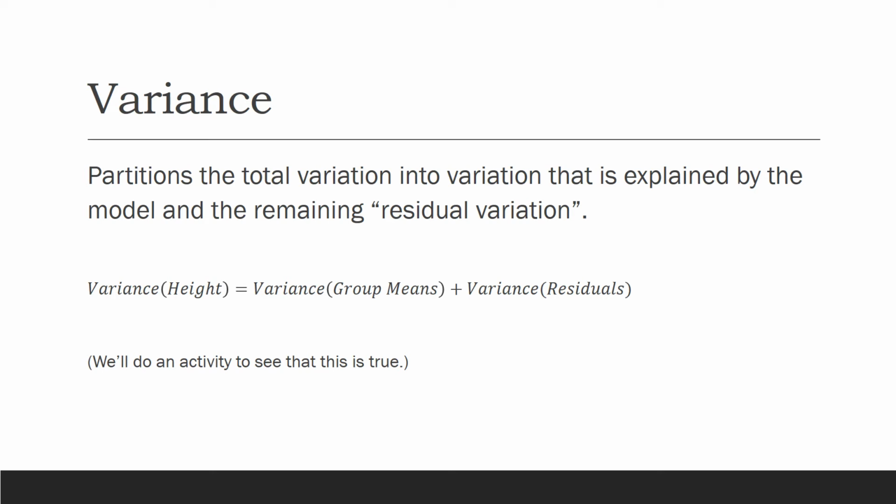We talked about several measures of variation in Chapter 3: coverage intervals, percentiles, range, interquartile range, standard deviation, and variance. We're going to be working a lot with variance because variance has a very useful property, and that is that it partitions the total variation in a variable into the variation that's explained by the model and the remaining variation, which we call the residual variation. So what this means is that the variance of the height variable is equal to the variance of the group means plus the variance of the residuals that are calculated. And we're going to do an activity to see that this is true.